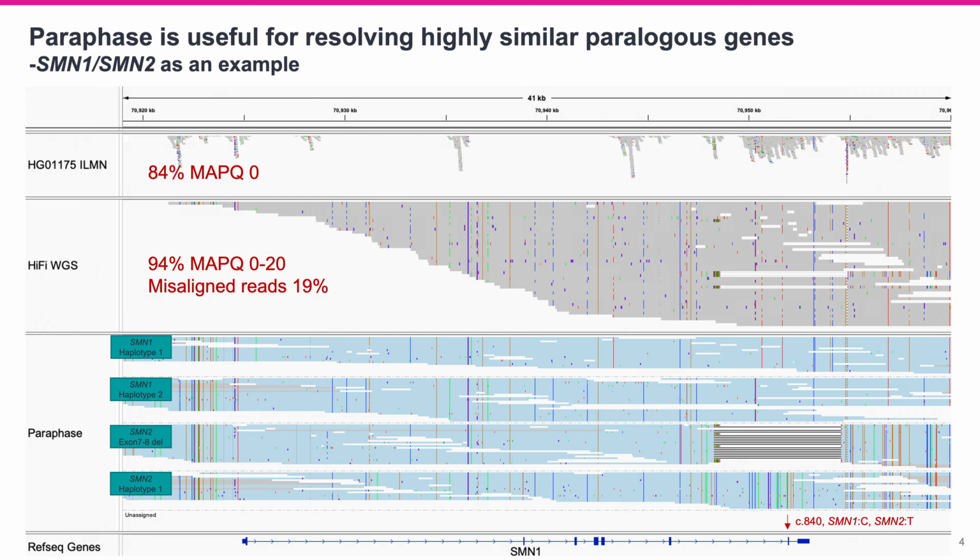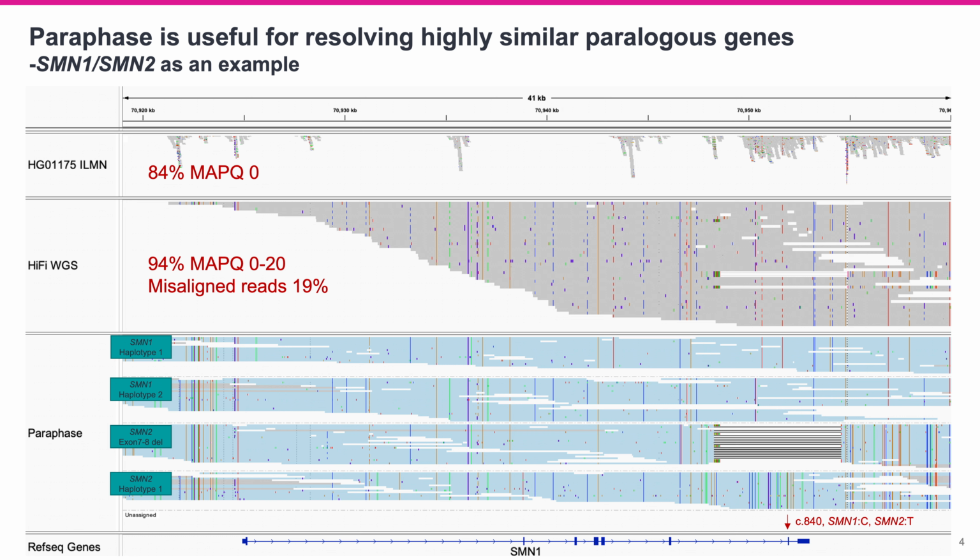An example of a medically important gene resolved by Paraphase is SMN1. This is the gene where variants can cause spinal muscular atrophy. SMN1 has a paralog called SMN2, which has minimal function. The two genes are near identical in sequence, with just one functionally different base throughout the 30 kb long gene body. Let's take a look at this region in short read data and HiFi data.